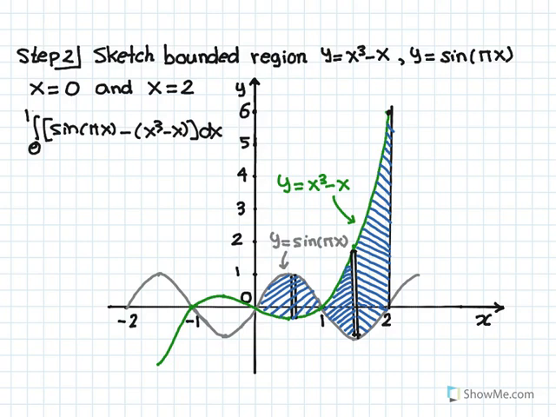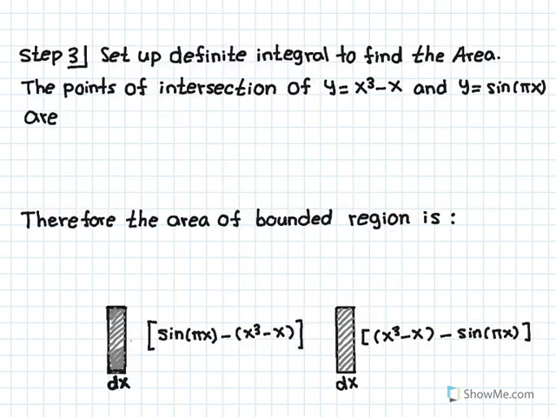That's a key concept. Now, to the right of x equals 1, the cubic function is on top. The top point of the rectangle touches the curve y equals x cubed minus x, and the bottom part of the rectangle touches the curve y equals sine of pi x. So we have to add plus the integral from 1 to 2. Now the top function is the cubic function, x cubed minus x, and the bottom function is the sine function, sine of pi x, all integrated with respect to x. We're going to formalize that in the next step.